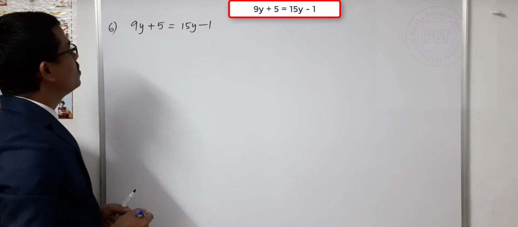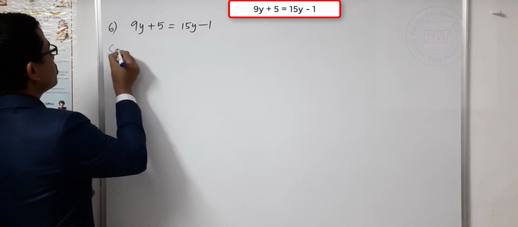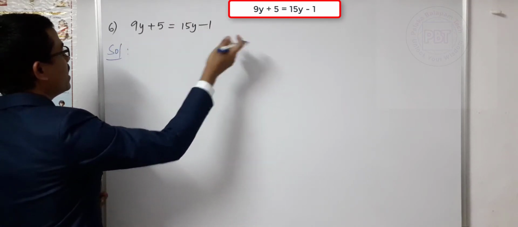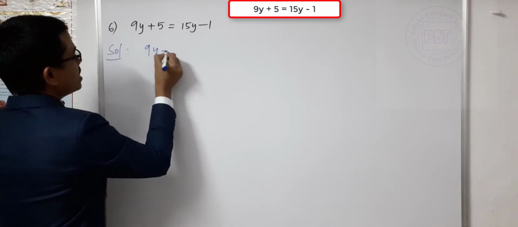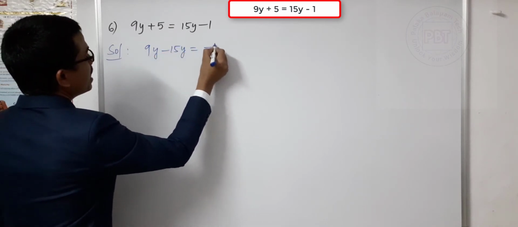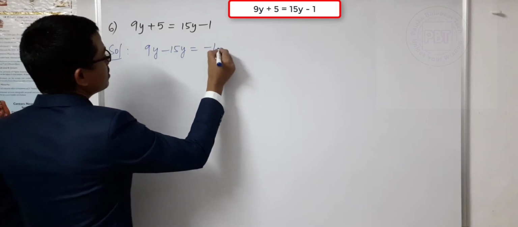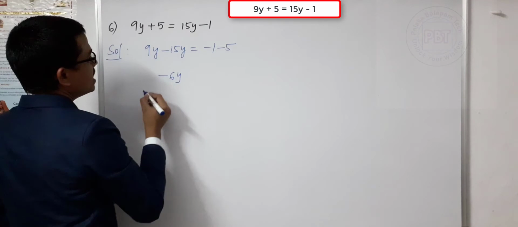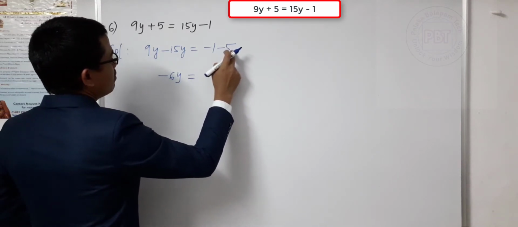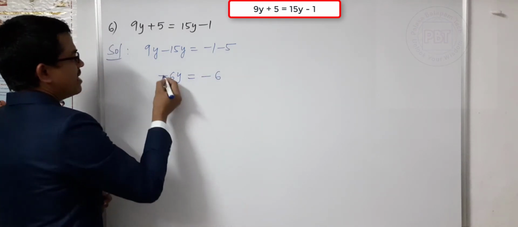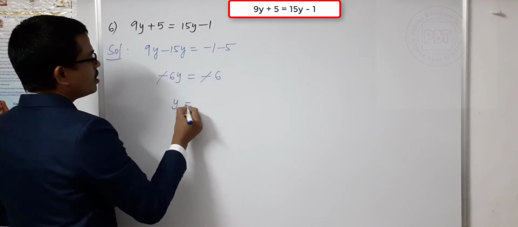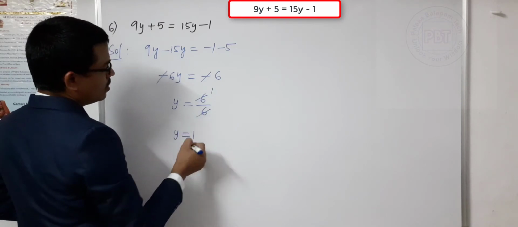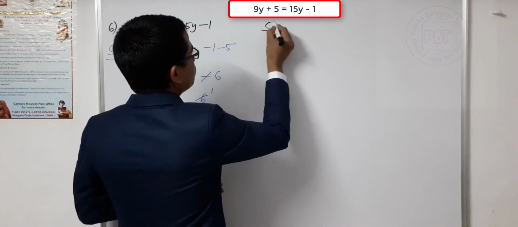9y plus 5 equal to 15y minus 1. So here I am going to transpose 15y to the left hand side, plus 5 to the right hand side. So 9y minus 15y equal to minus 1 as it is, plus 5 becomes minus 5. So 9 minus 15 is minus 6y. Minus 6y equal to minus 1 minus 5 is minus 6. Minus is cancelled on both sides. Therefore y equal to 6 by 6. 6 ones are 6. So y equal to 1. Now see the shortcut for this.